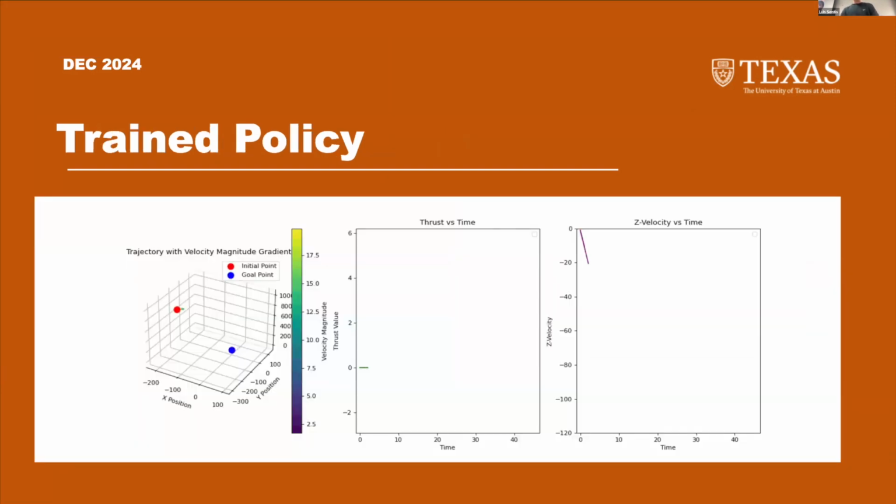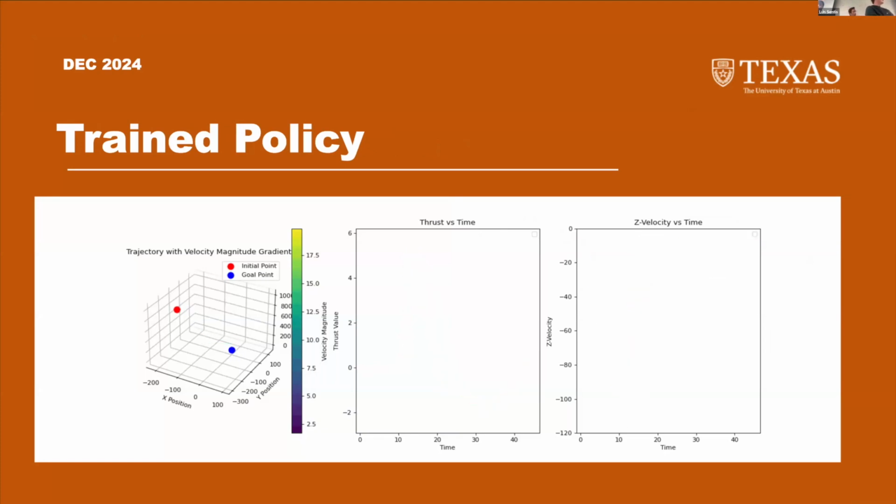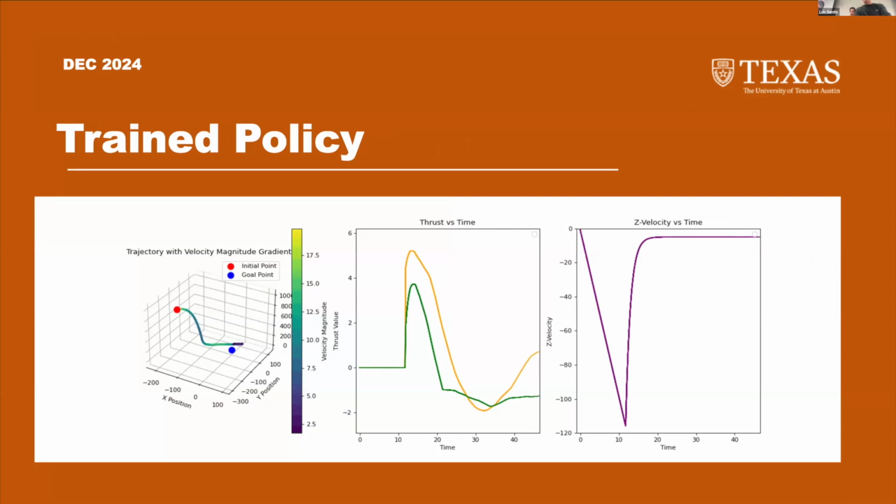Okay, so this is a GIF from one of the final trained policies that we ended up with. As you can see on the left, we have the drone's position in XYZ mapped with the starting point and the goal point. The middle graph shows the XY thrust over time. As you can see, the deployment happened around 10 to 12 seconds, and that's where it begins to thrust and take action. And in the final graph on the right, that's our Z velocity versus time. So we can see the gradual slowdown to -5 meters per second.